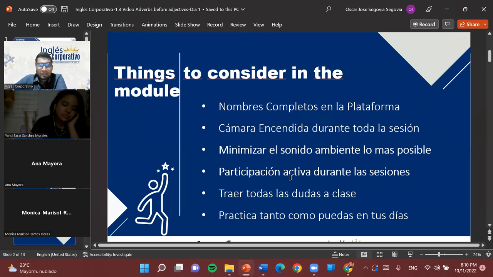Okay, next one up is, well, be active during the sessions or try to participate as much as possible during the sessions. This is going to help you and help us a lot because you're going to improve. You're going to have more chances to learn and to pronounce more words in English. And that is always going to be beneficial, mostly for you.